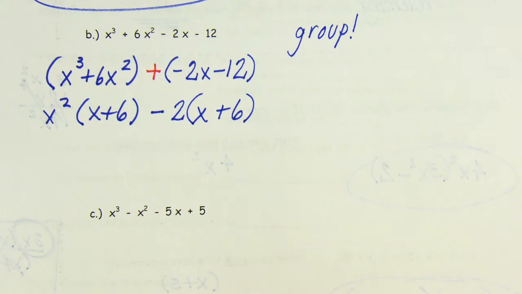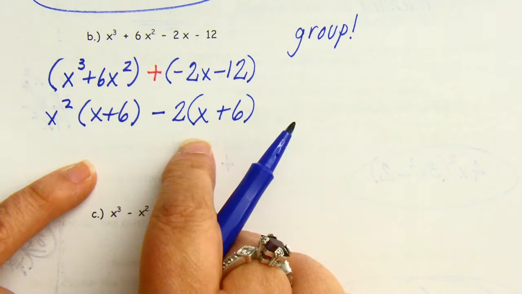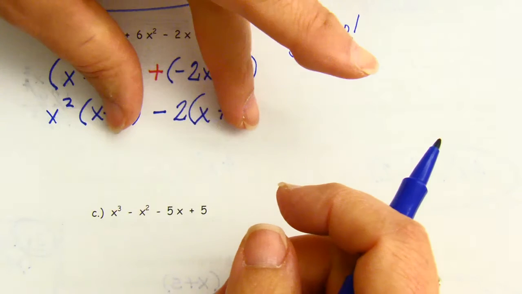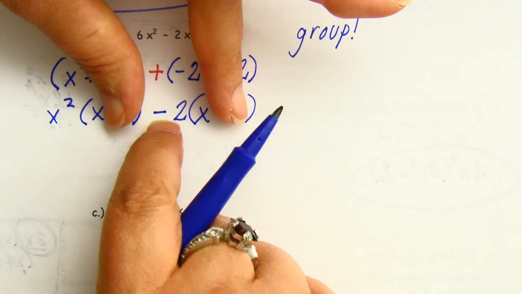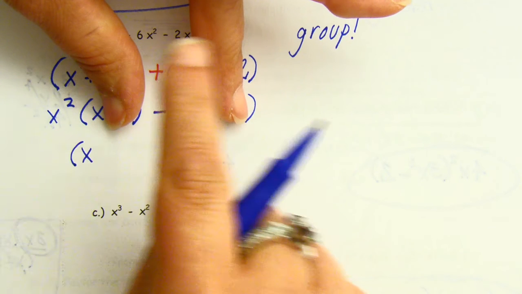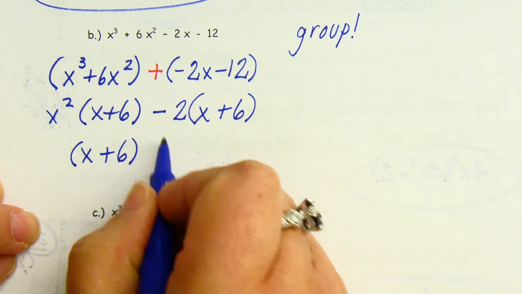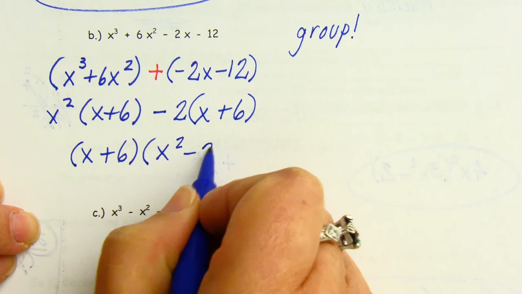Okay, so always write your 2 groups and always put plus in. If this is negative, shove it inside and then factor it out in the next step. We have an x plus 6 in common. If I take that out, what's left? An x squared minus 2. This comes out one time. I'm dividing this term and this term by x plus 6. What's left? x squared minus 2.